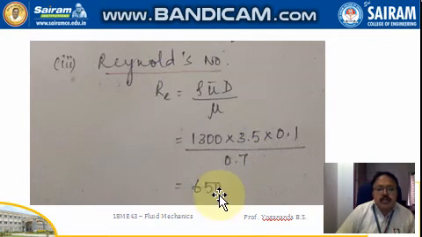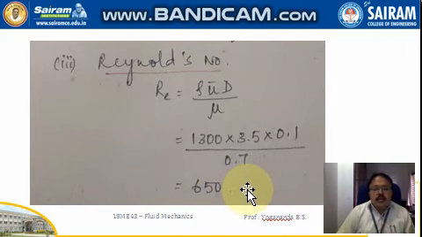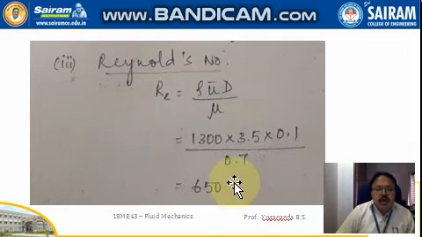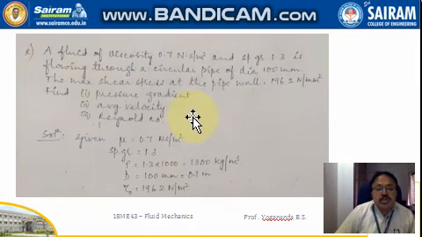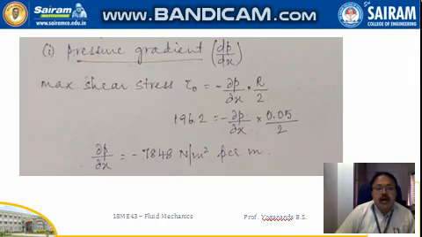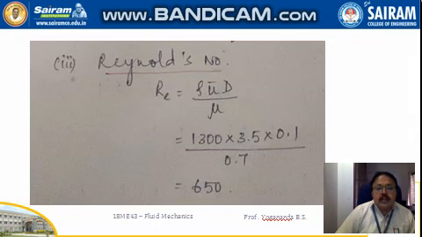So if the Reynolds number is less than 2000, we conclude that the flow is viscous flow or the laminar flow. Since the Reynolds number obtained, that is 650, is less than 2000, so the given flow is laminar flow. So it is asked to find the three quantities here. So that is the pressure gradient, average velocity, and the Reynolds number. All the three were calculated here.